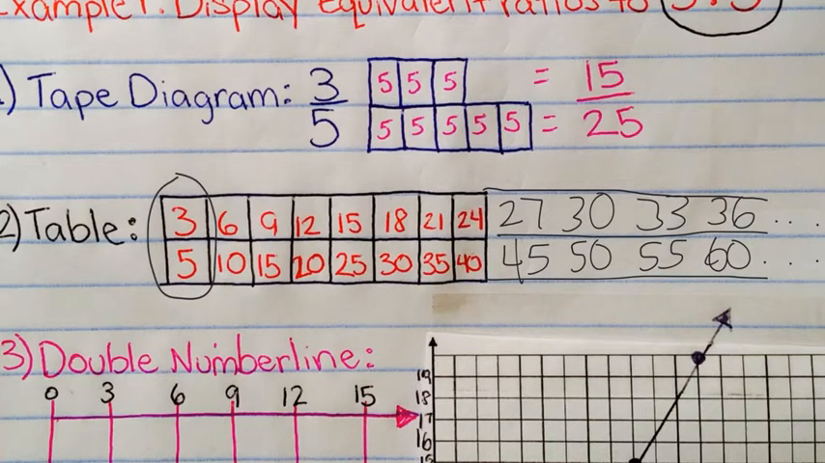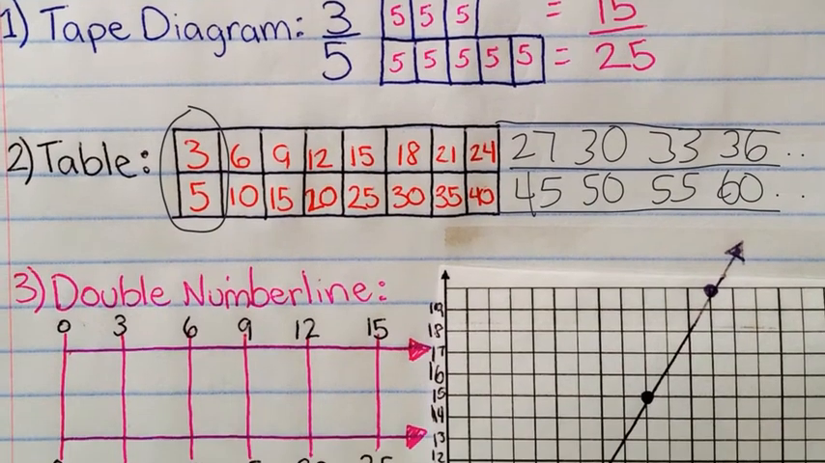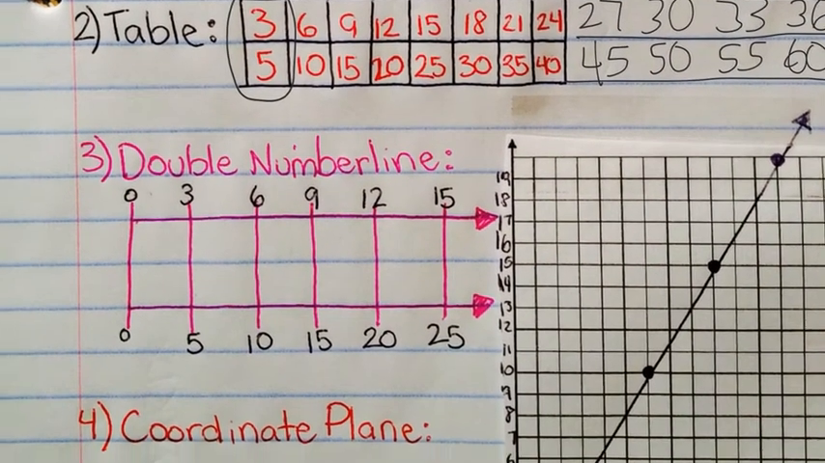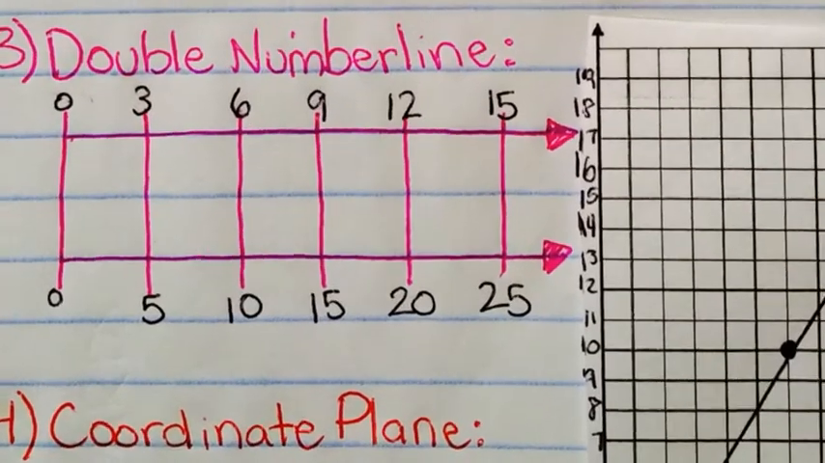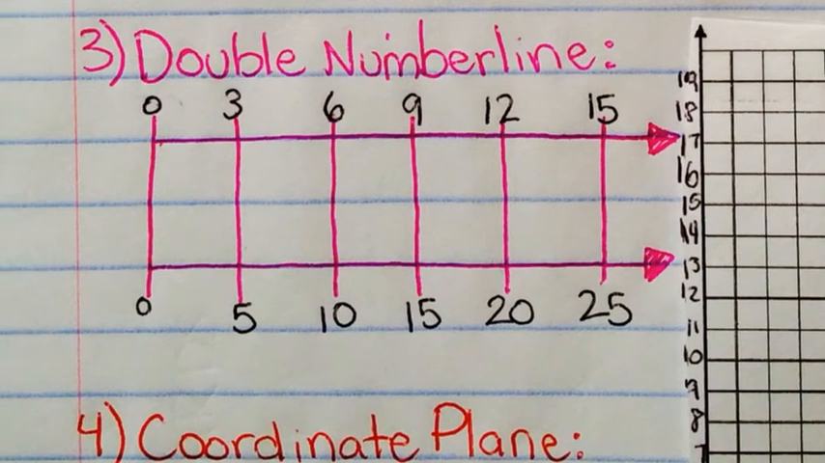The next model we're going to use to display our ratio is going to be the double number line. Try not to pay too much attention to the graph next to us. We'll get to that in a moment. But the double number line is very similar to a ratio table, except instead of it being in a table, it's on a number line.